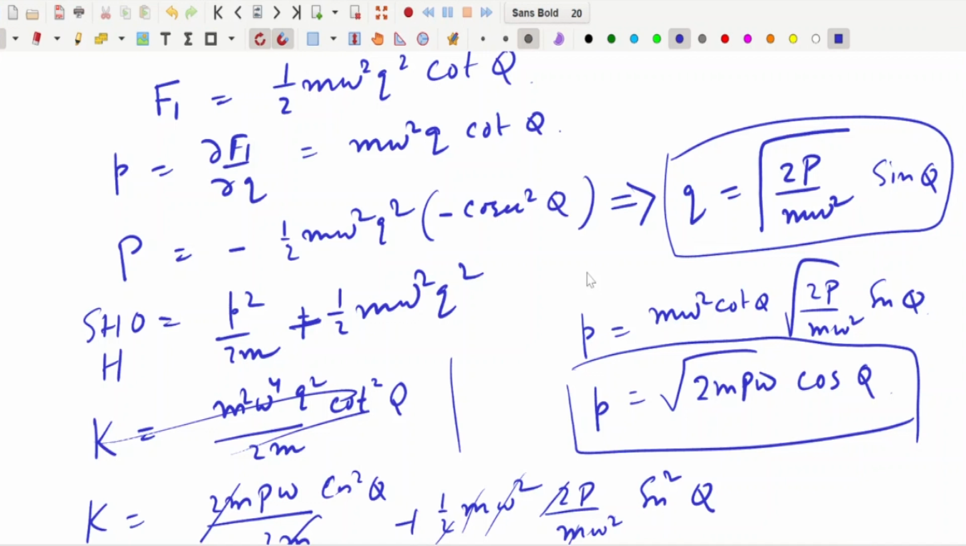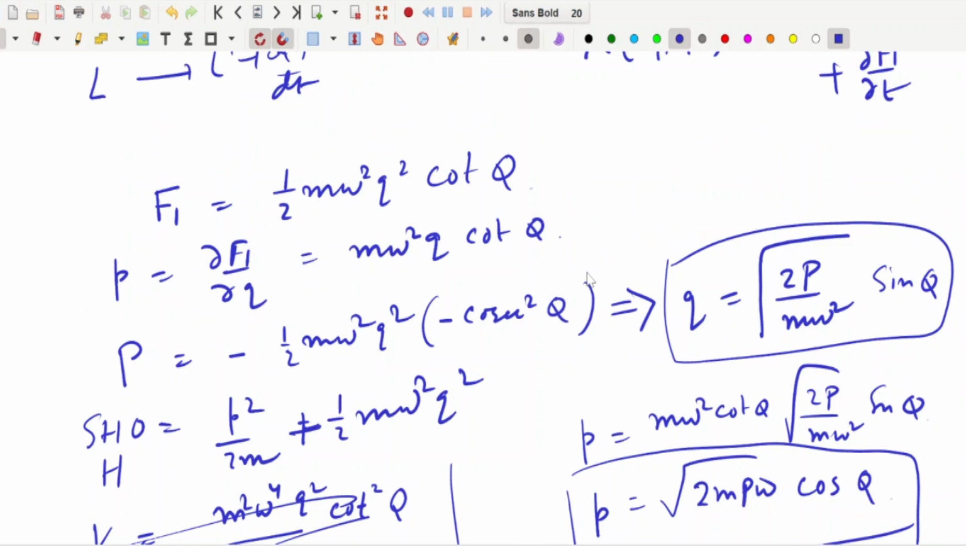Actually, in the choice of this F1, there was a typo. That is why I am not getting this. This will be only omega, not omega square. So this is omega. Let me correct this with the red pen. This will be only omega, this will be only omega, and then this will be only omega.